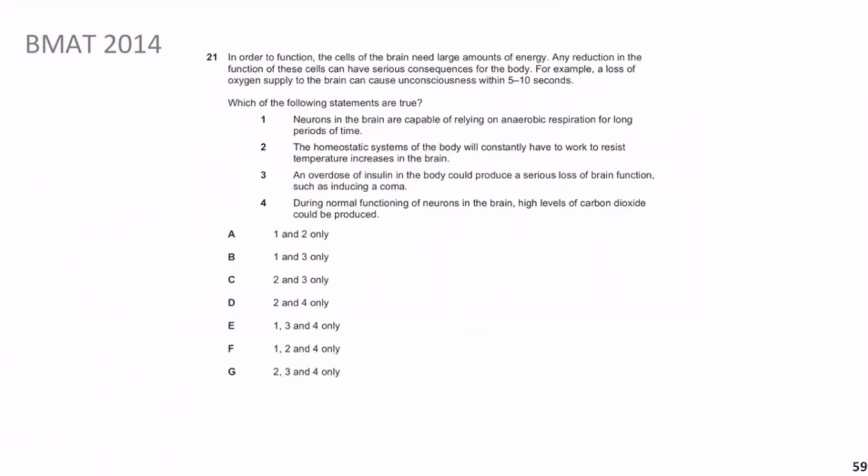Now, guys, we move on to BMAT 2014. So this one looks a bit meaty, so let's read this together. So it says, in order to function, the cells of the brain need large amounts of energy. Any reduction in the function of these cells can have serious consequences for the body. For example, a loss of oxygen supply to the brain can cause unconsciousness within 5 to 10 seconds.